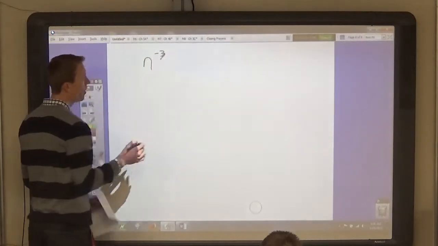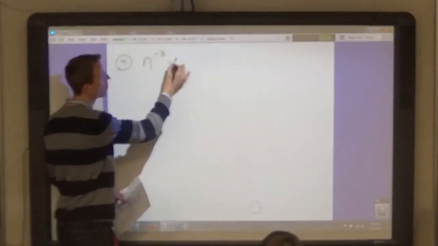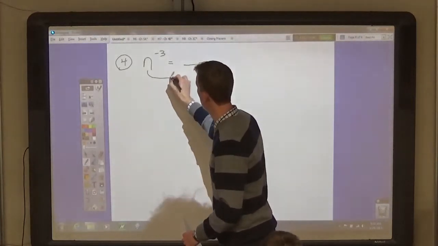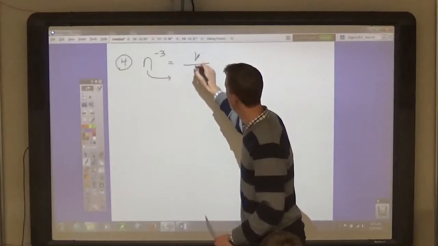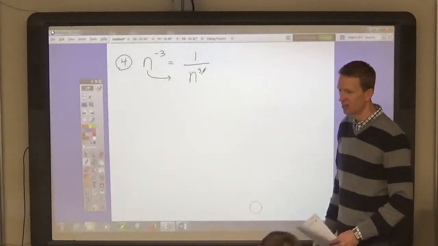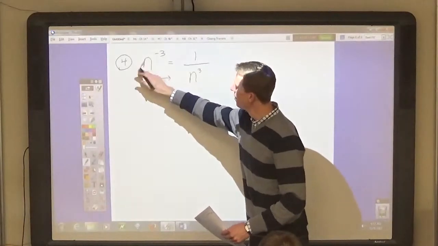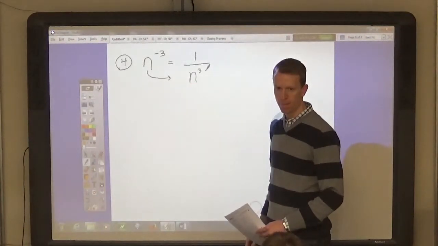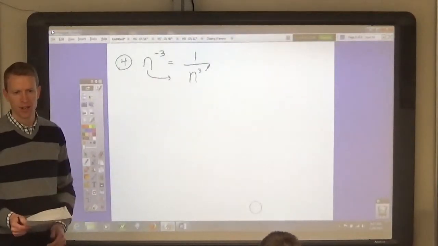This one, n to the negative 3. That's number 4. This one's in your notes, isn't it? What does n to the negative 3 mean? It means 1 over n to the 3rd power. Remember, when you move this from the top down below the fraction bar, it becomes positive. You have to do that just so you understand the concept. Sometimes you will have to do that. Okay?